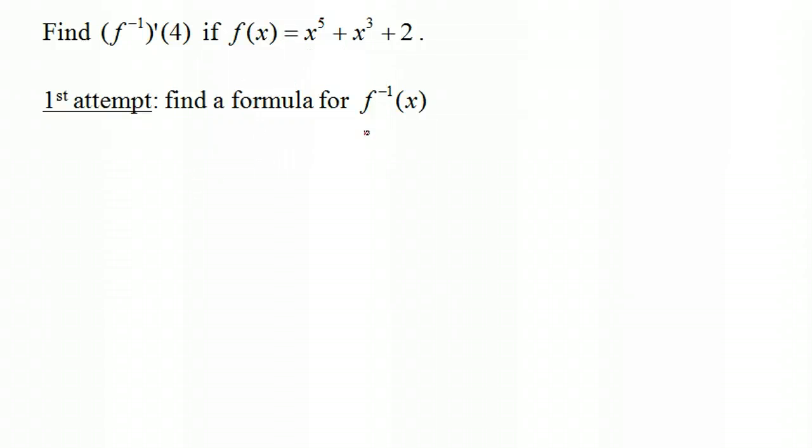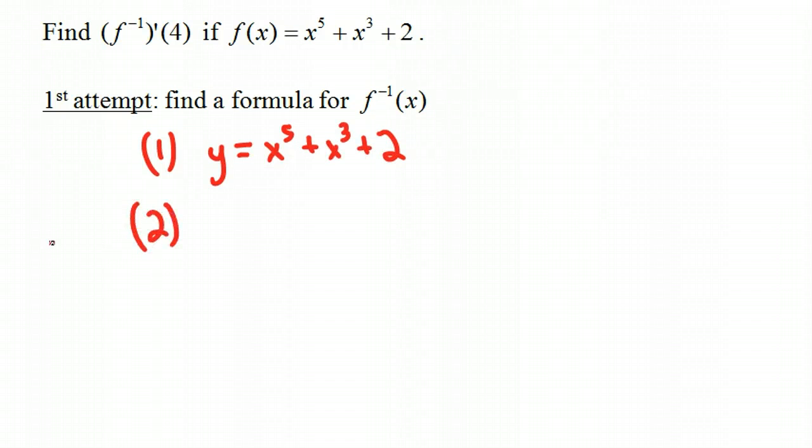Remember, to find a formula for f inverse of x, it really involves 4 steps. The first step is to take your original function and use y instead of f of x. So y equals x to the fifth plus x cubed plus 2. The second step is to interchange x and y. Everywhere you see a y, put an x. Everywhere you see an x, put a y.